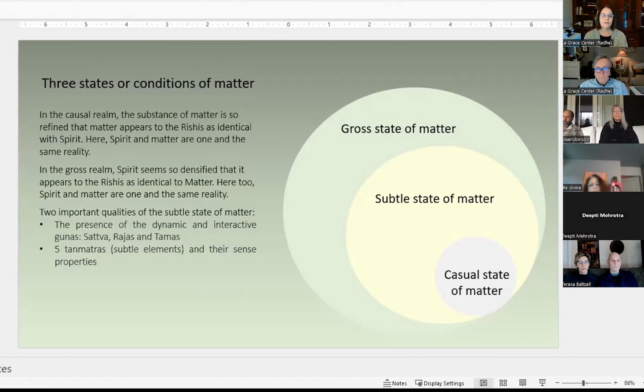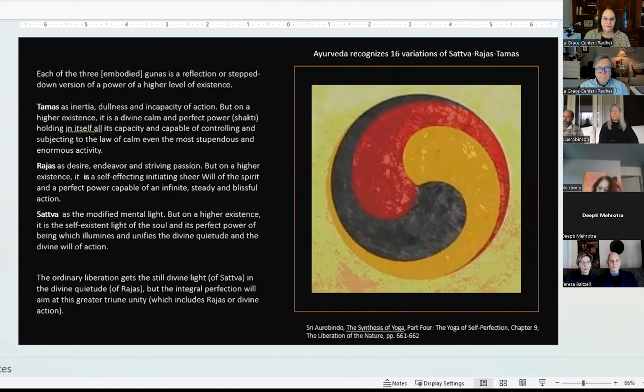The other thing that the rishis sensed or noticed was subtle elements in this subtle state of matter. And these subtle elements, which they call tanmatras, each had their individual sense property, if you will, the way in which the particular tanmatra could be recognized. And for this, I'll do the three gunas first.